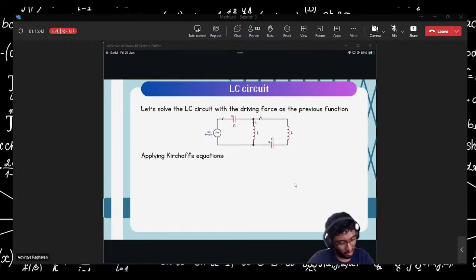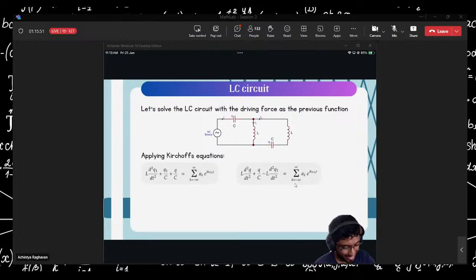So this is just a normal LC circuit. You can apply Kirchhoff's equations, and you will get this. I'm just going to give you this because this is just some physics. You may or may not know how to apply Kirchhoff's equations. These are the differential equations you get. You will have two variables, Q1 and Q.